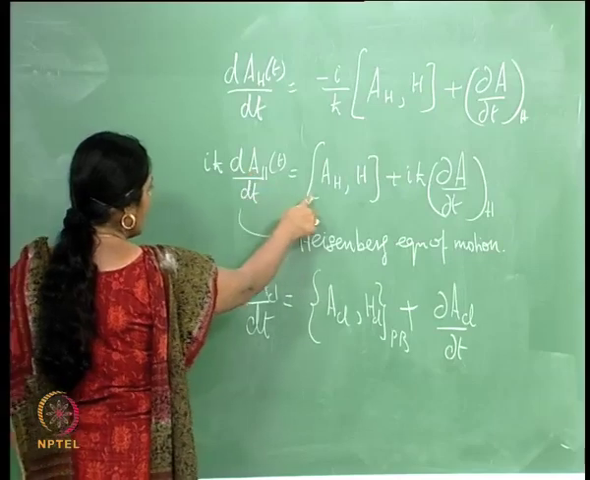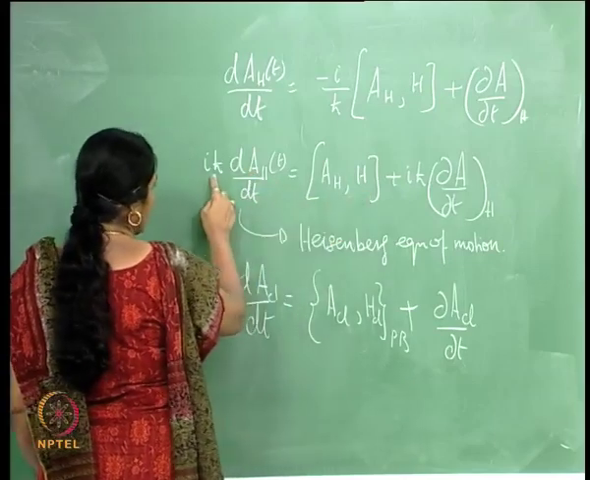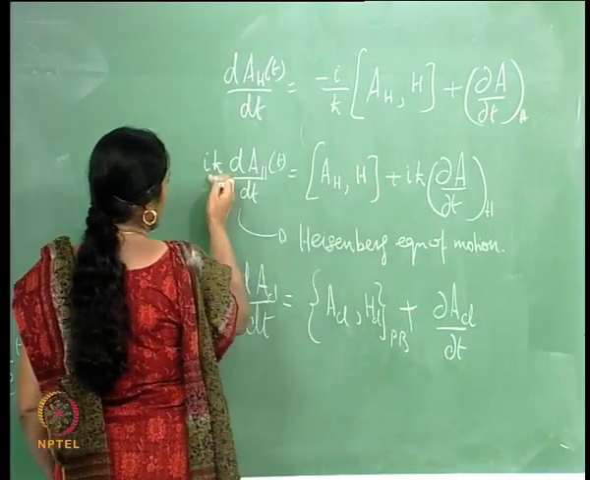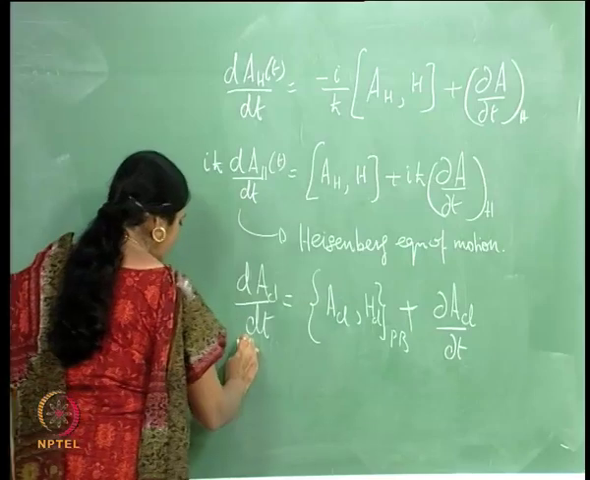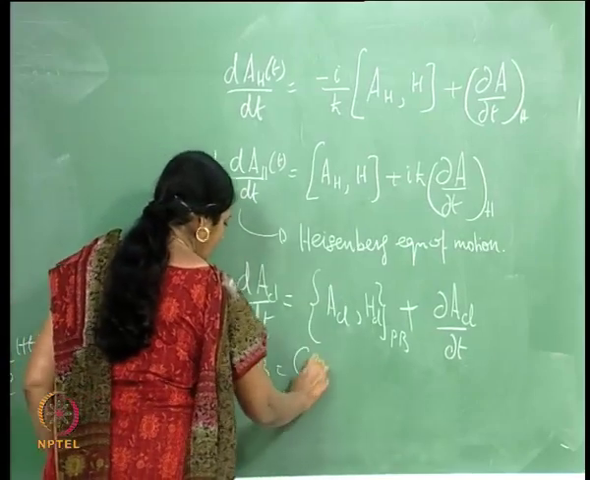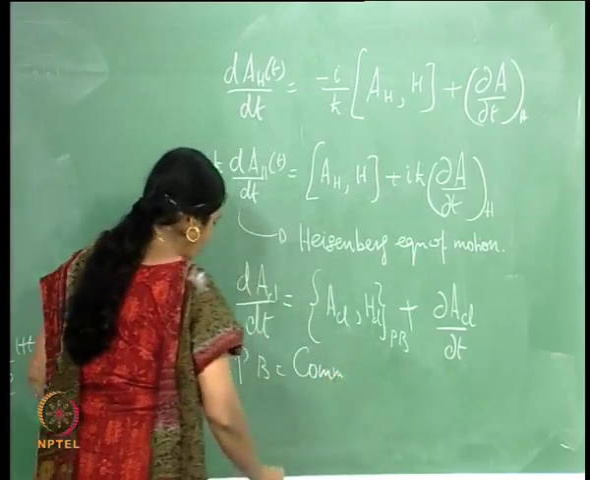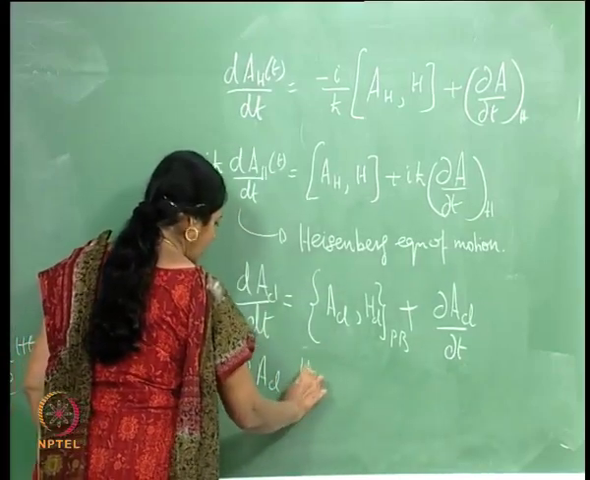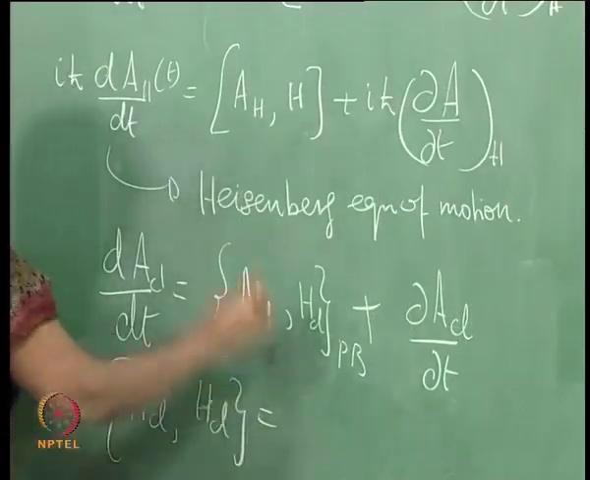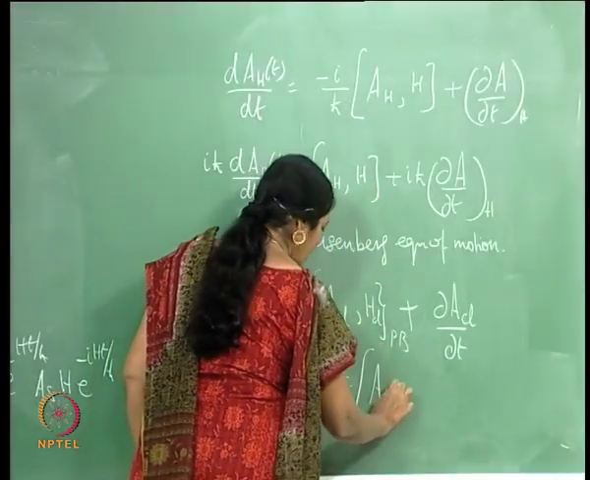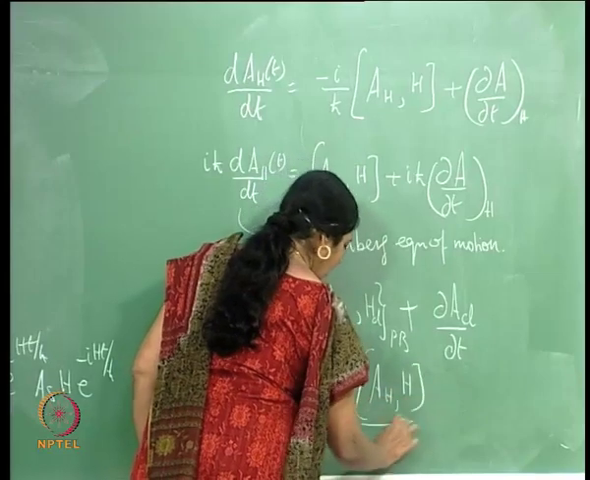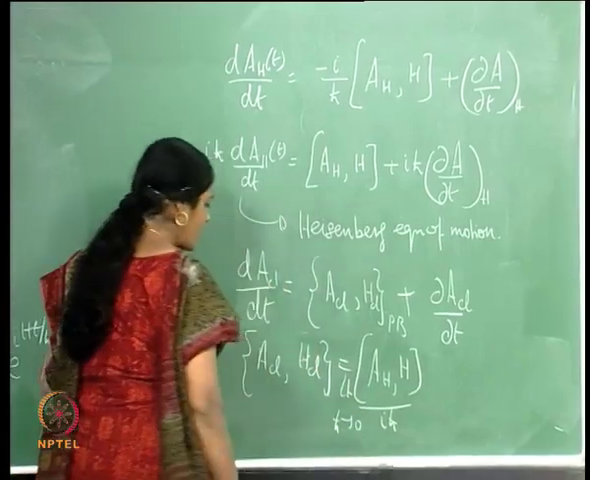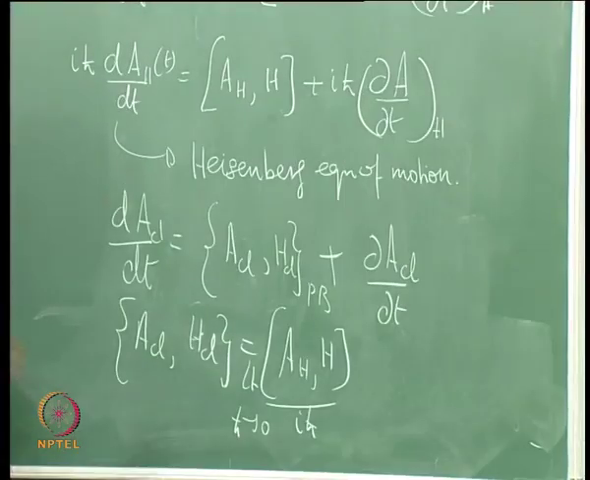Well, the Poisson bracket here is simply the commutator bracket by iħ. So, let us write that down. The Poisson bracket of A classical with H classical is just the commutator bracket by iħ in the limit ħ going to 0, because that is quantum physics going to classical physics.